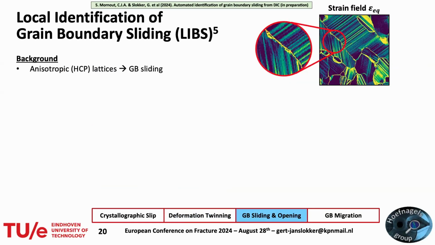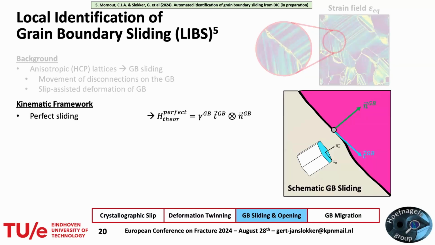Well, then grain boundary sliding. The method to identify grain boundary sliding we call LIBS, local identification boundary sliding. Within an anisotropic HCP lattice structure, grain boundary sliding could occur, and people say it's the movement of disconnections on the grain boundary, or slip resistance deformation of the grain boundary. Okay. Well, we have our framework, and to wrap it up a little bit, we can describe a grain boundary by a sort of segment by normal and tangential. And what this method again does is calculating a displacement gradient tensor.